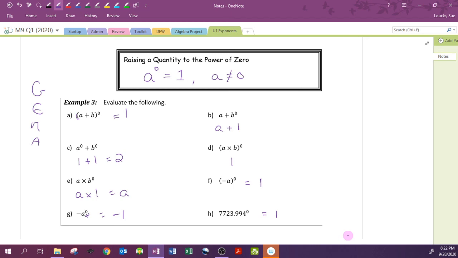The homework for this section is actually in your textbook. So you can go find your textbook, and I think it's on page 44, and the questions are listed on the front cover of the package.